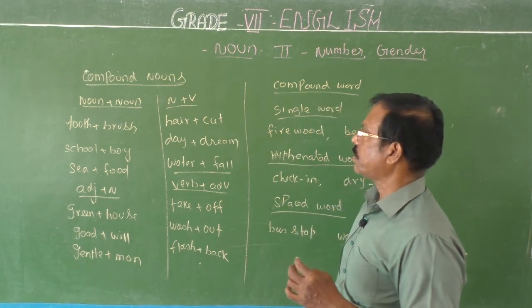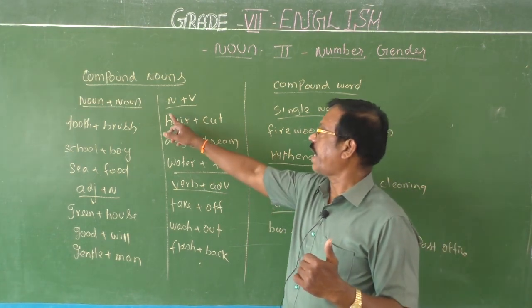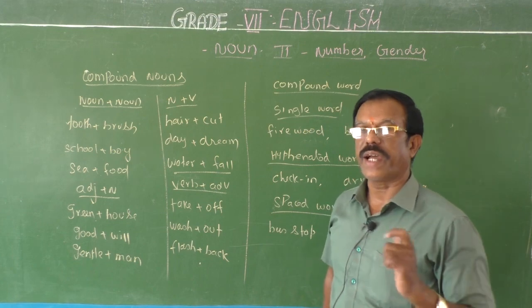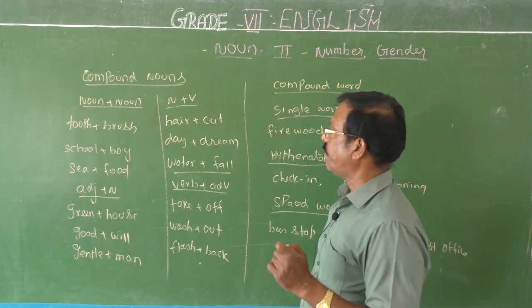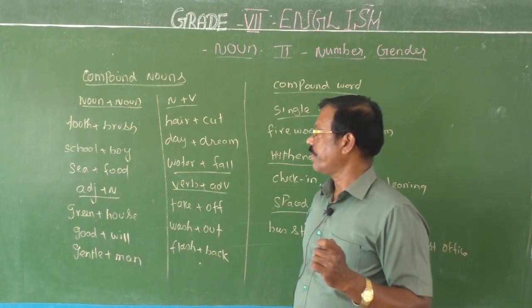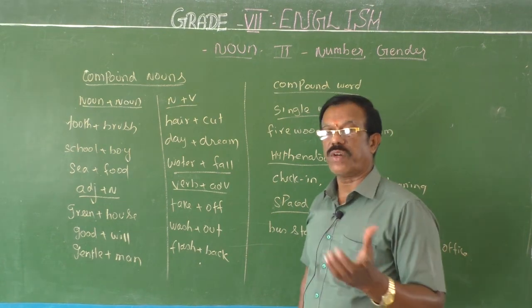Then noun plus verb. How these compound nouns are formed? Hair plus cut, haircut. Hair is a noun, cut is a verb, haircut. Daydream, day is a noun, dream is a verb. So daydream. Waterfall, water is a noun, fall is a verb, waterfall.